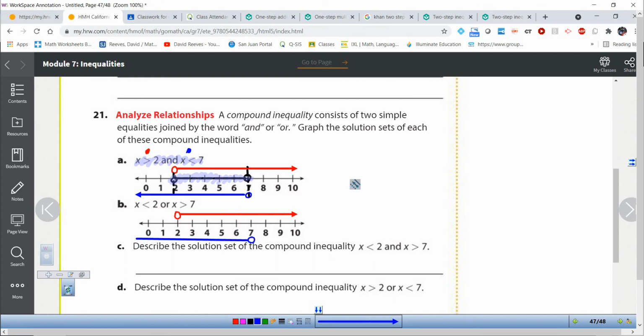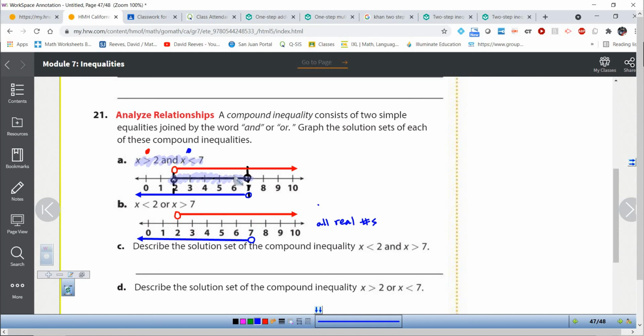Okay, but now it says or. So now it could be either one or the other. Here we had to make both true. Well, here we only have to make one or the other true. So I want you to think about this. Red is true from 2 to the right. Blue is true from 7 to the left. If I said you could be in the red or the blue, where could you be on that number line? If you're in the red or the blue, you could be anywhere or everywhere, right? So this one is all real numbers. Everything is either in the red or the blue.